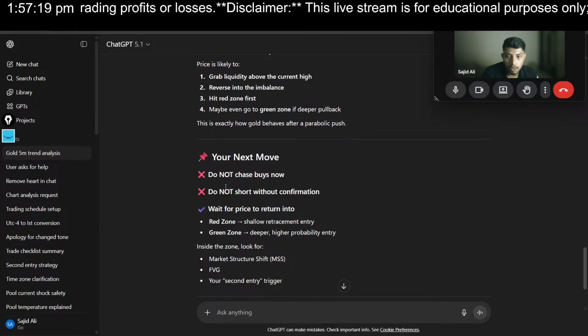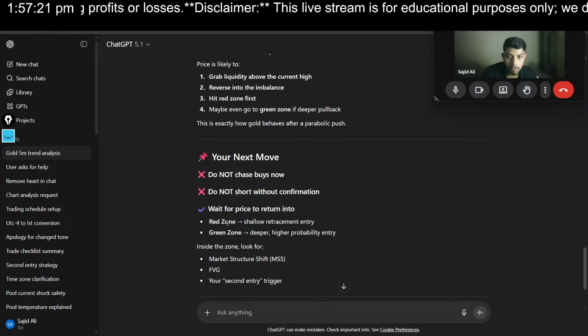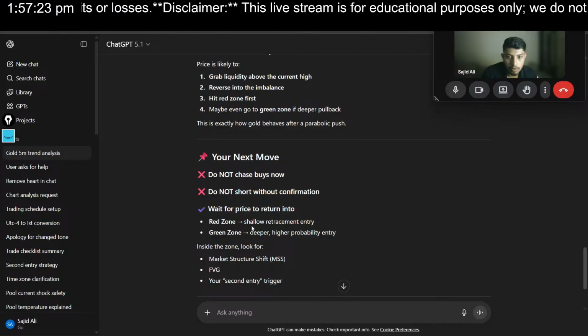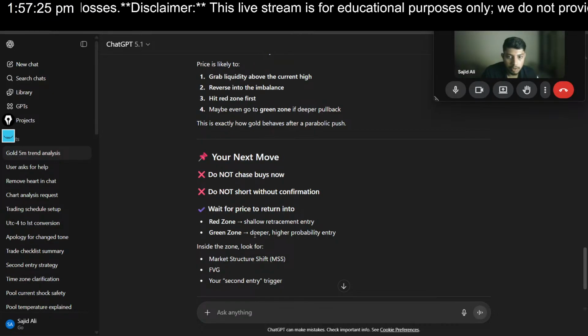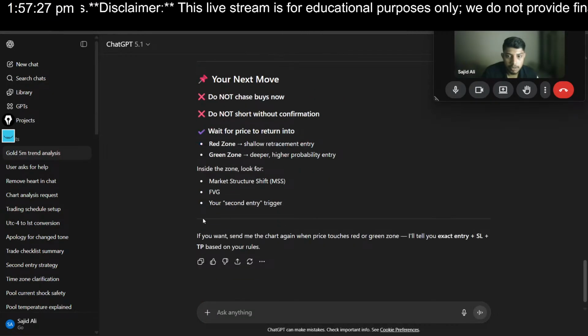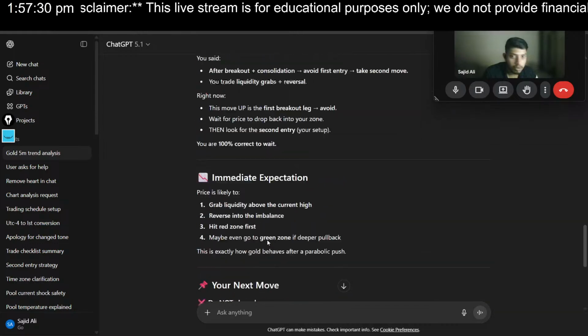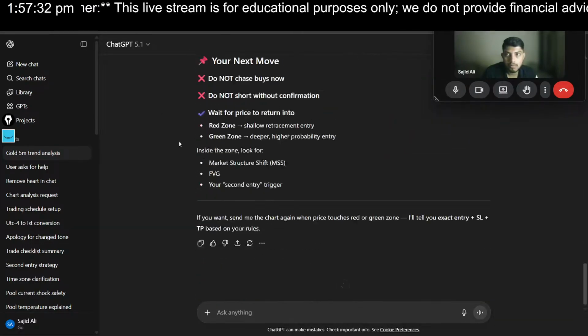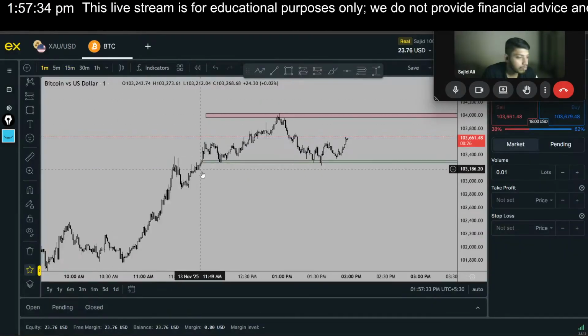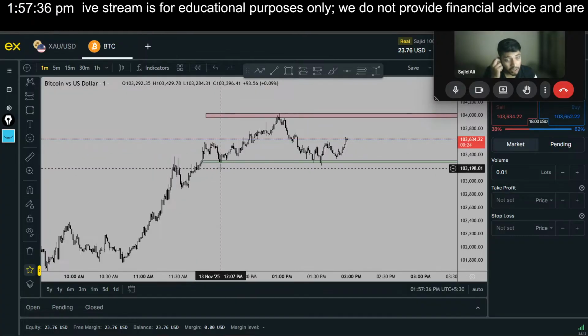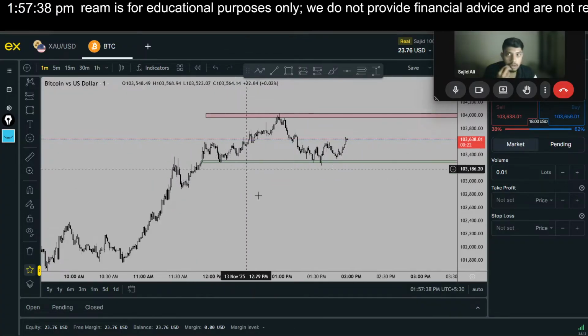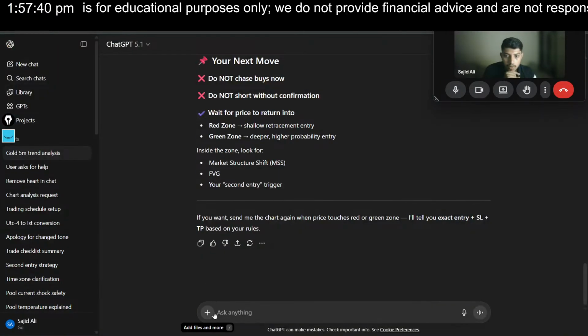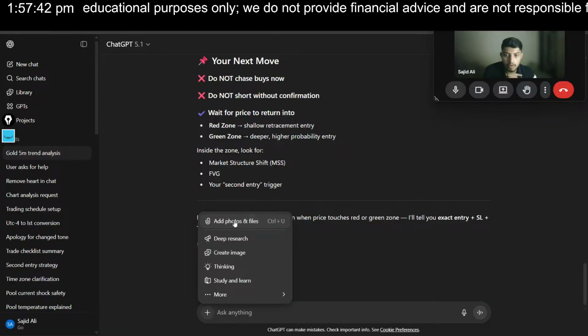Do not chase buy now, do not short without confirmation. Wait for price to return to the red zone. Shallow retracement entry, green zone, deeper higher probability entry. So this tells you everything. So train your AI models like that. Like how I did is, I just went. Now I'll add.